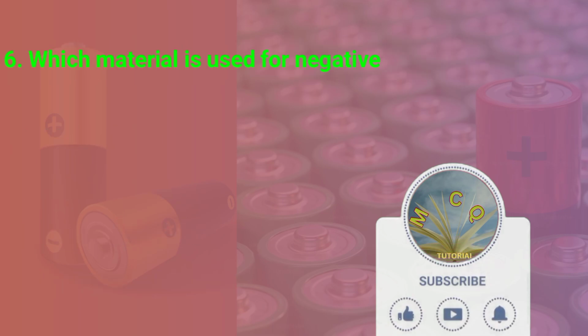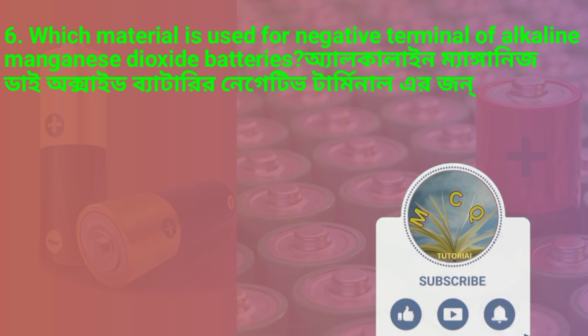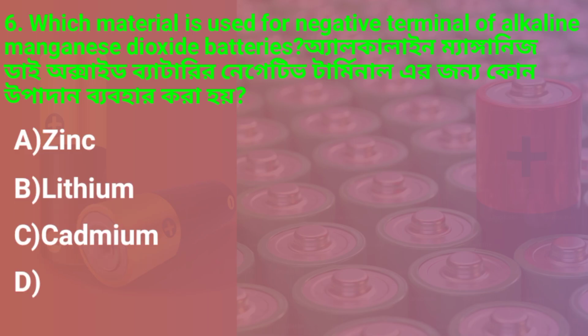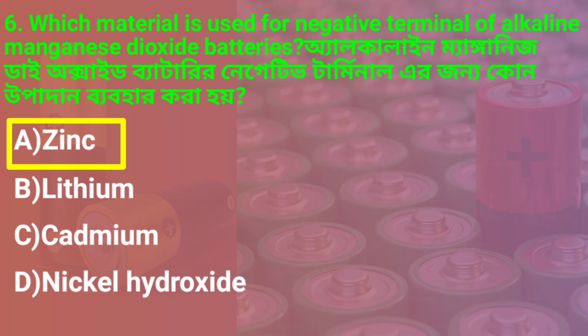Question number 6. Which material is used for negative terminal of alkaline manganese dioxide batteries? Option A zinc, option B lithium, option C cadmium, option D nickel hydroxide. উত্তর হবে option A zinc.